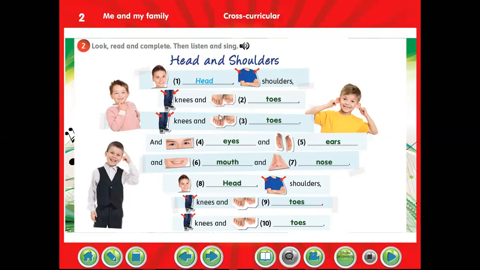Now, at home, please, let's sing, okay? This part, the first part. Okay, let's sing. One, two, and three. Head, shoulders, knees and toes, okay? Head, shoulders, knees and toes, and eyes and ears and mouth and nose. Nose, okay? Head, shoulders, knees and toes, okay? As you see, this is the song.